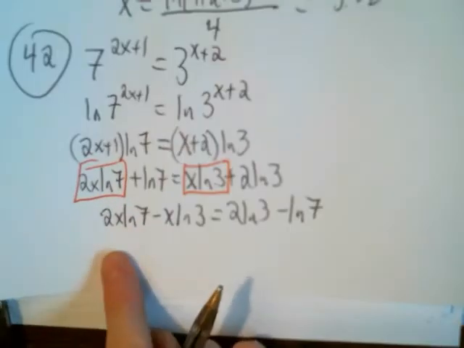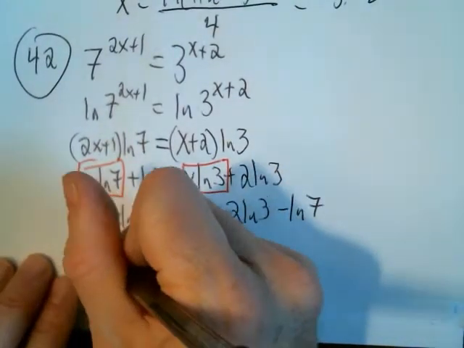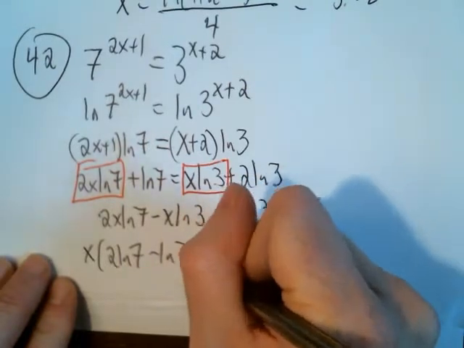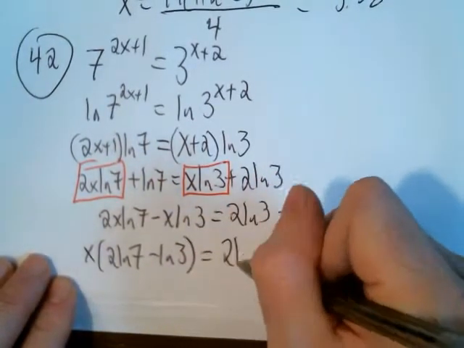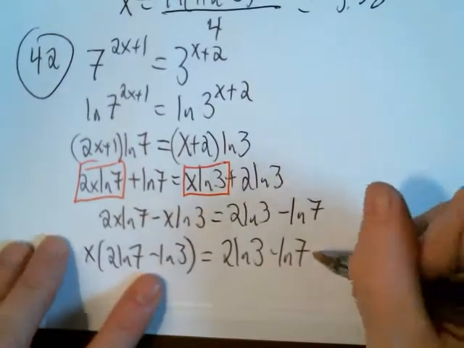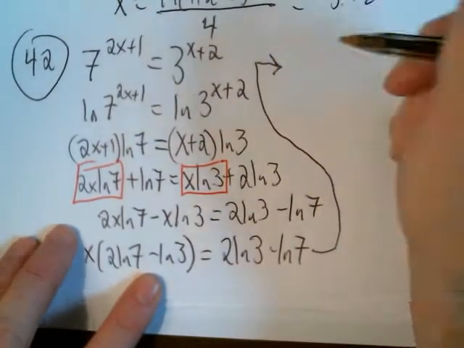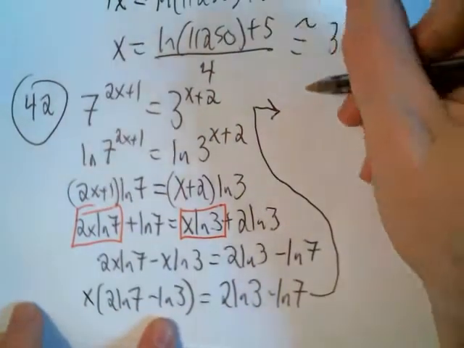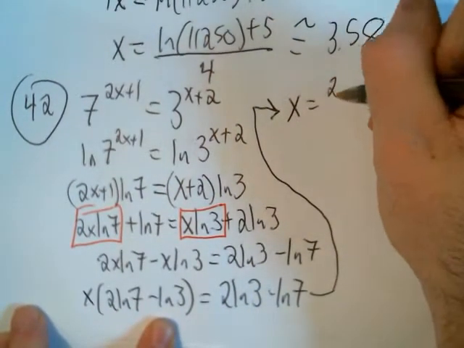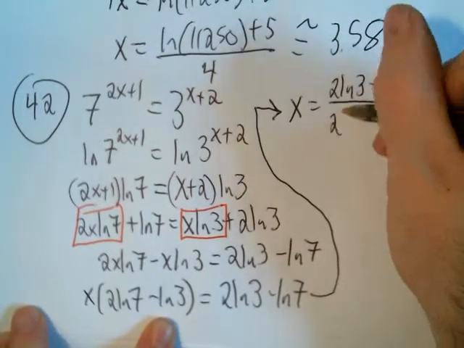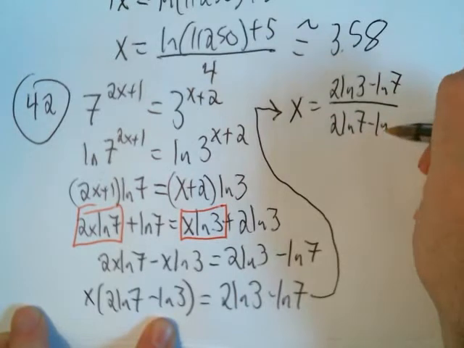Now you can factor the x out of this side, and you get x times (2 ln 7 minus ln 3) equals 2 ln 3 minus ln 7. I'll move up here. Divide both sides by this 2 ln 7 minus ln 3. And you get x equals (2 ln 3 minus ln 7) all over (2 ln 7 minus ln 3).